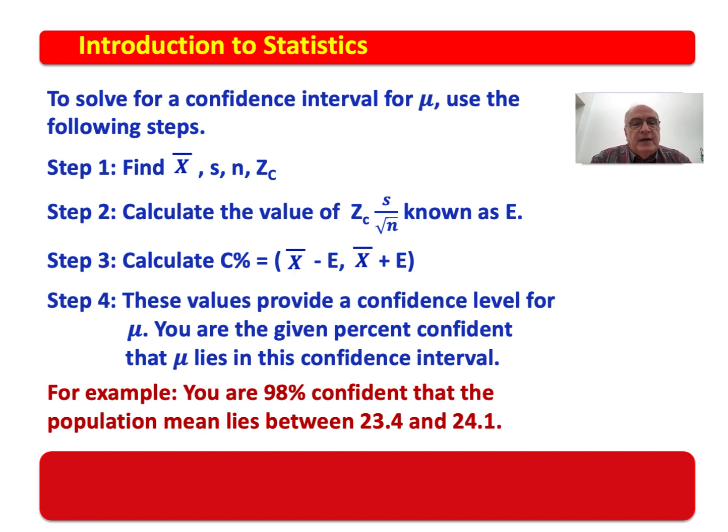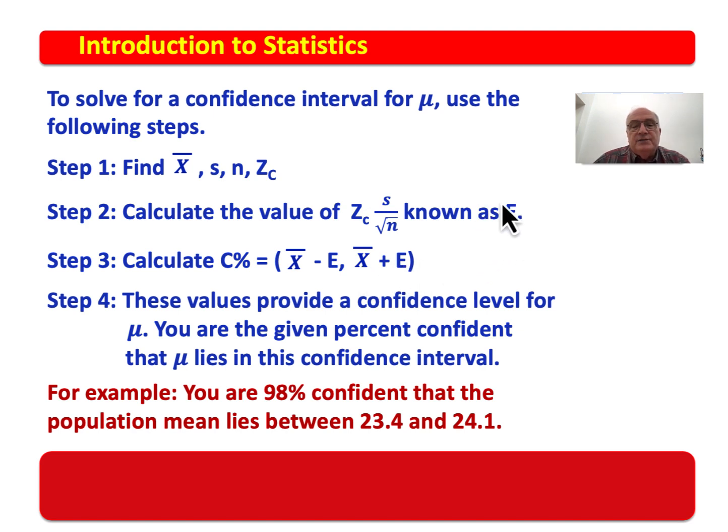Now, in order to do these, the first thing you do is you find x bar, s, n, and z confidence. Then you calculate the value of z confidence times s over the square root of n, which is known as the effect size. You calculate the confidence interval. The lower bound is x bar minus the effect size, and the upper bound is x bar plus the effect size.